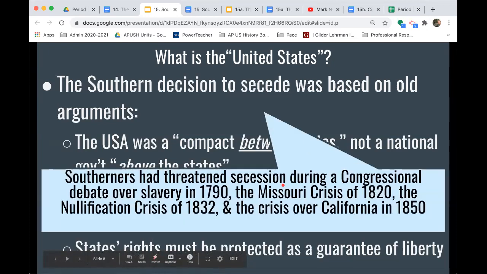Now, this is not, of course, the first time the South has threatened to secede or tried to secede. The South threatened to secede during the original debate about slavery in 1790, which gave us a 3/5 compromise on the protection of slavery in the Constitution. There were threats to secede over the issue of Missouri with the Missouri Compromise in 1820. We just talked about the nullification crisis in South Carolina in 1832 as South Carolina tried to nullify a federal tariff. And there were also threats to secede, specifically by South Carolina and John C. Calhoun over California in 1850.